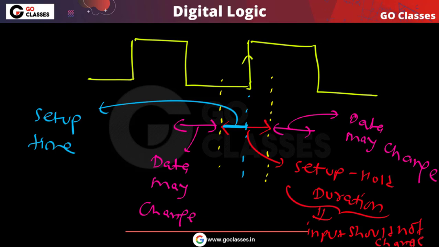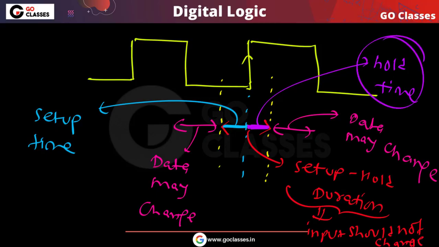And this time here is called hold time, because after this positive edge, after this triggering edge comes, for at least this much amount of time we are holding the data. Here data may change, and here data may change, but during this setup hold duration the data must not change. This is the concept of setup time and hold time.